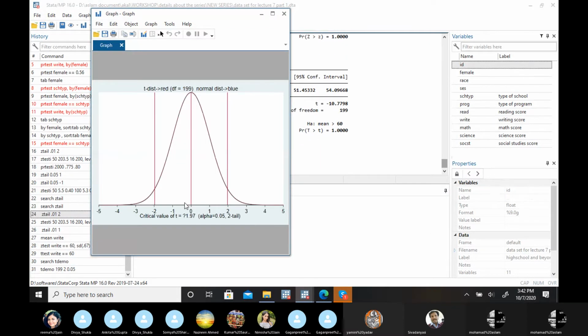So tdemo, 199 degrees of freedom, two tail test, so 2, and then 0.05, that's our level of significance. If you can't see the difference here, this line you might be seeing as a single line is not actually a single line. There are two lines here, one red and one blue. Blue is the normal distribution, for the Z, and red is for the t distribution. They merged because our sample size is large. It means our critical values for both cases will be the same.